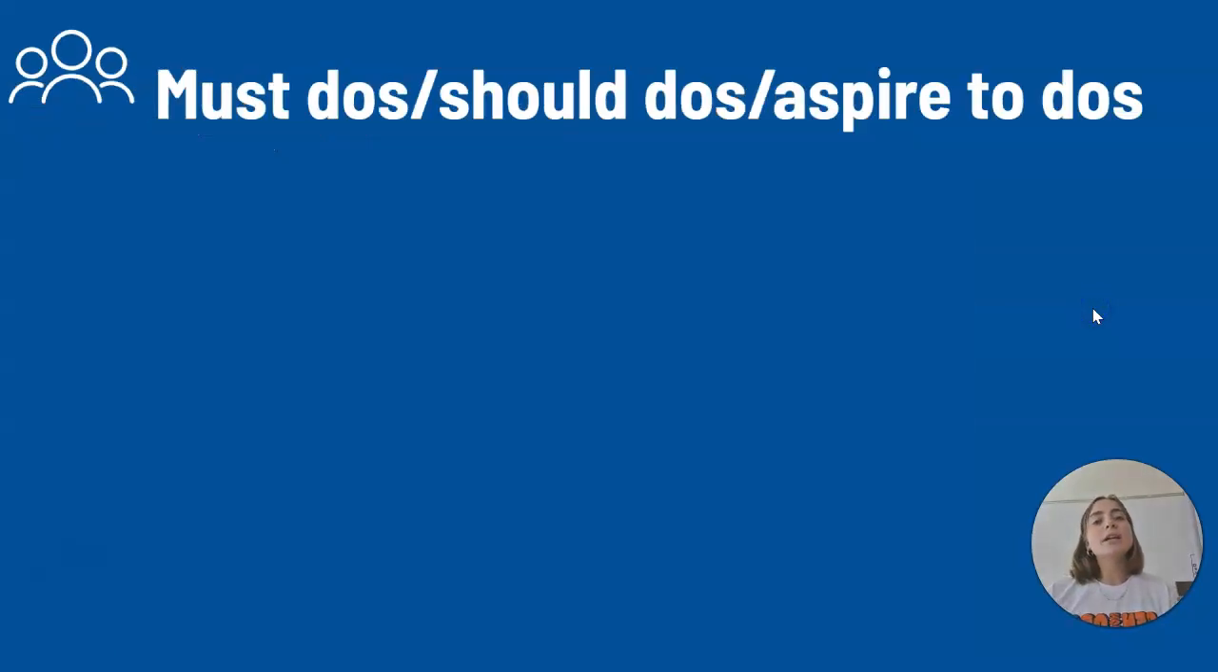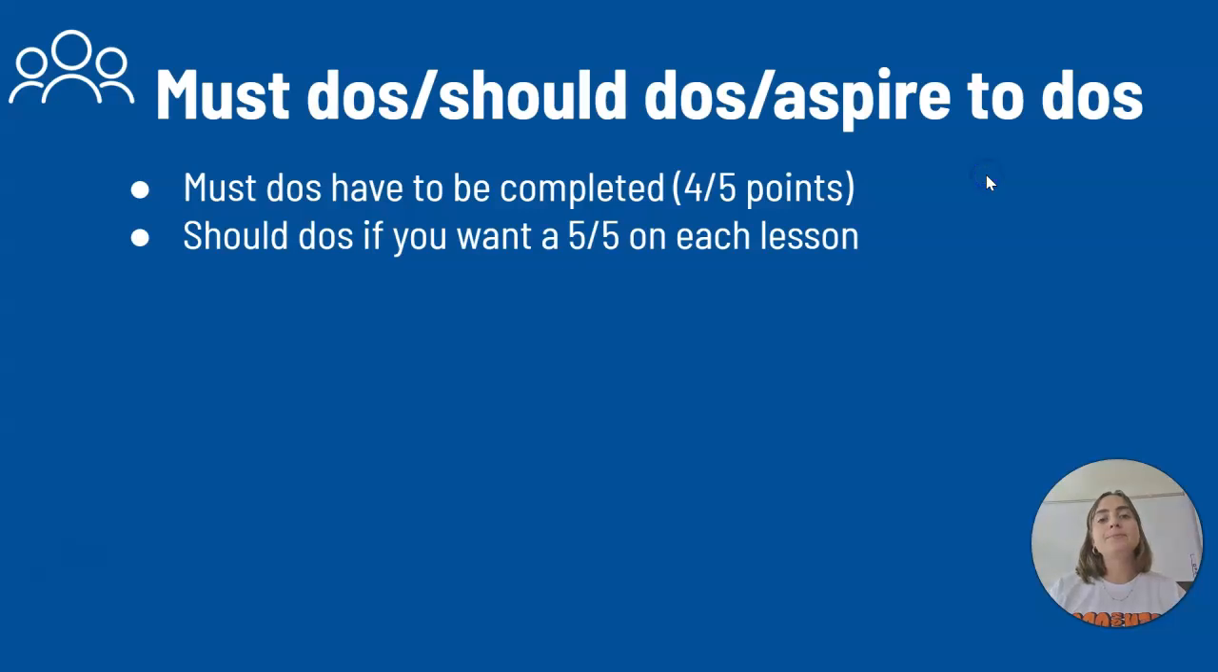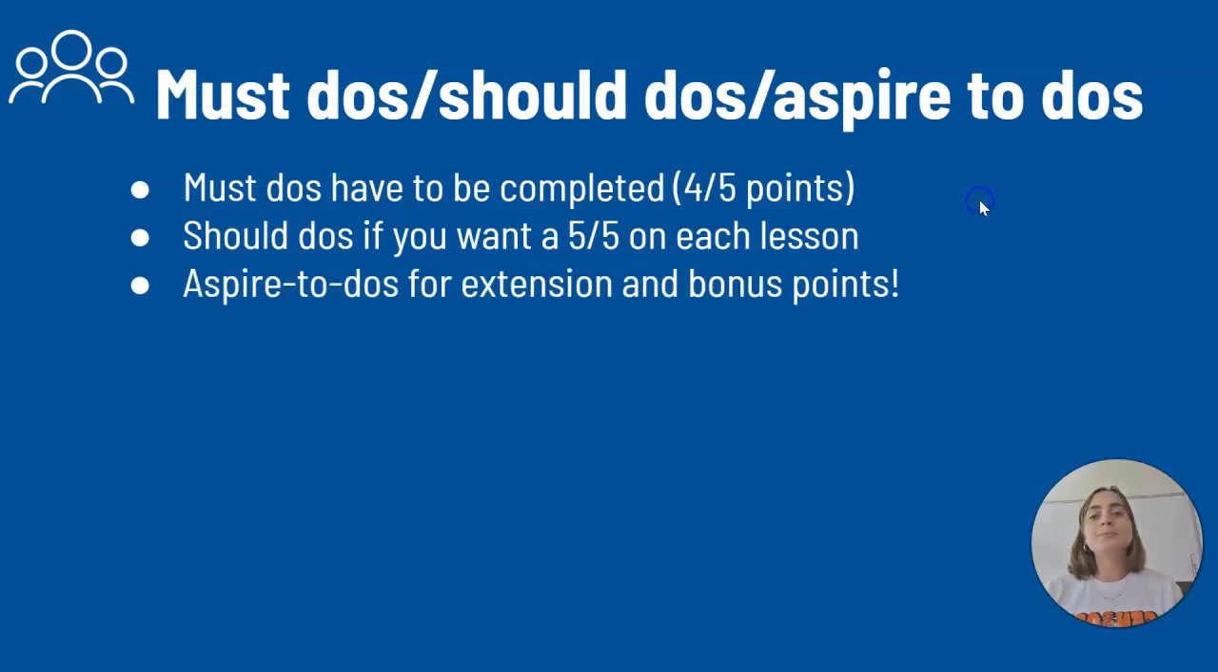Something else I want to talk about is what you'll see in your packet as must do, should do, and aspire to do assignments. Your must do assignments are the things that you absolutely have to do in each lesson in order to take the mastery check and then move on. If you only complete must do's, you're going to get 4 out of 5 points for that lesson. In order to get 5 out of 5 points on each lesson, you'll do the should do assignment. You'll see should do's listed after the must do's, and this is a little bit extra practice for you.